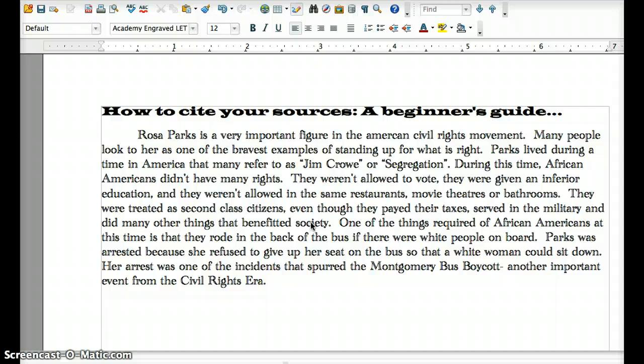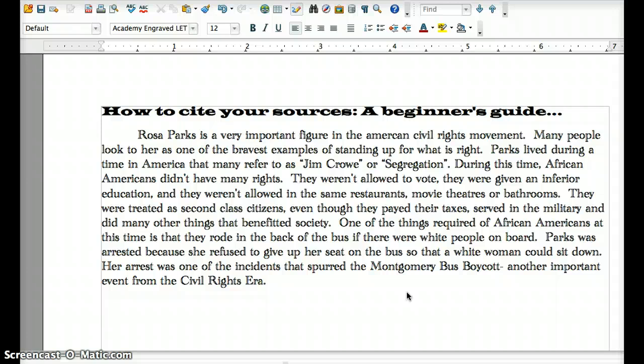One of the things required of African Americans at this time is that they rode in the back of the bus if there were white people on board. Parks was arrested because she refused to give up her seat on the bus so that a white woman could sit down. Her arrest was one of the incidents that spurred the Montgomery bus boycott, an important event from the civil rights era.